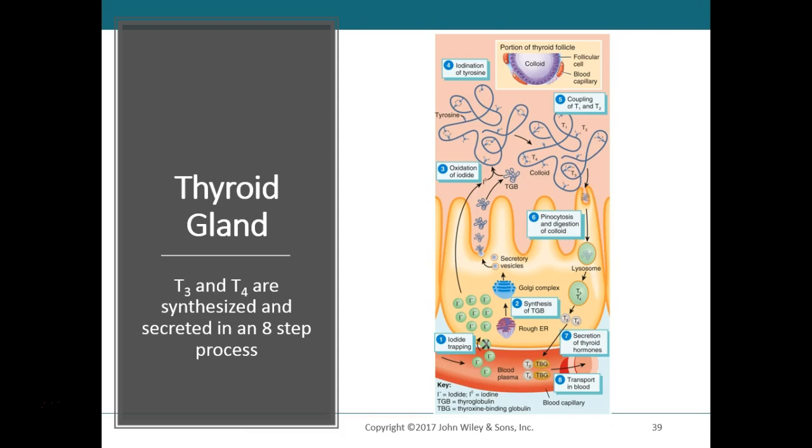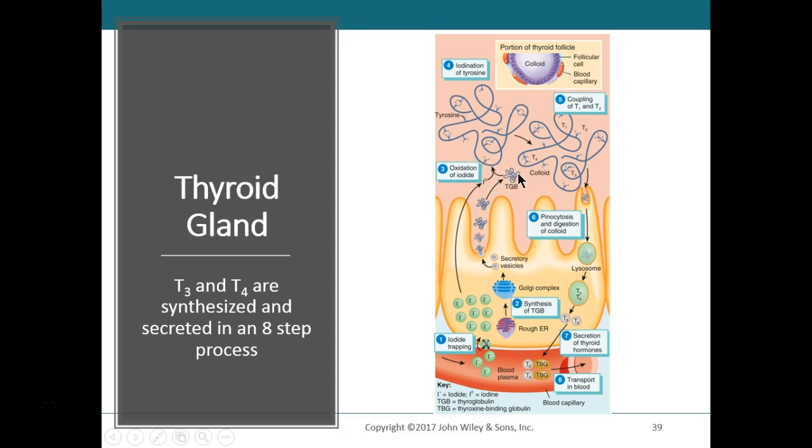Now, as we're trapping that iodine and sending it into the colloid for storage, the follicular cells are making a protein called thyroglobulin. So they're synthesizing thyroglobulin, which is an inactive protein. It's then put into vesicles at the Golgi apparatus and sent into the colloid. Now we start breaking down that iodine by oxidation. Remember, oxidation simply means we're removing electrons. So the iodine is being oxidized.